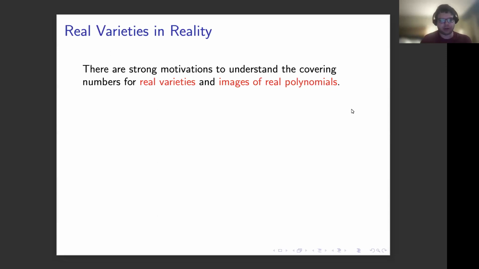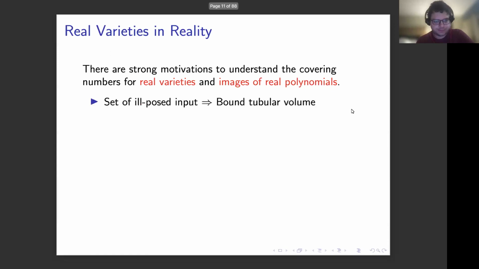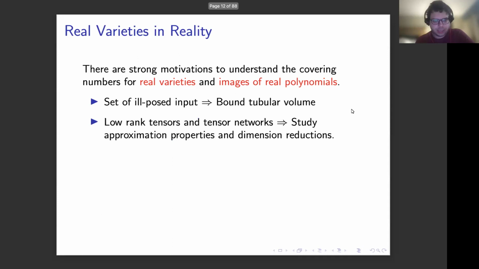So we focus here on real varieties, by which we mean zero sets of systems of polynomial equations, and also images of polynomial maps. So the set V may be parameterized by a polynomial map P. And we mean here the exact image before taking closure. Okay.